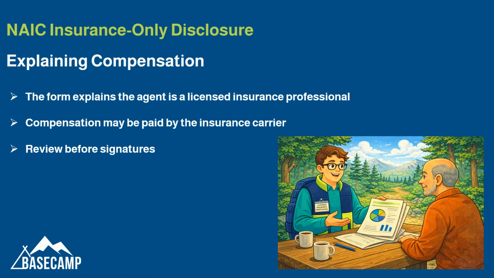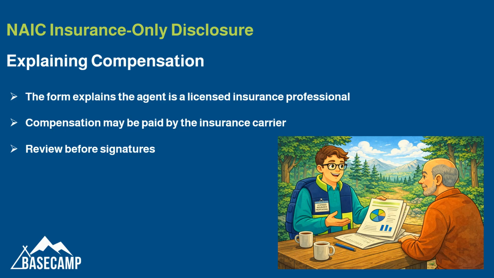As the application process continues, you may also encounter a section called the Insurance-Only Disclosure. This disclosure explains the role of the agent in the transaction. As the slide highlights, the form confirms that the agent is acting as a licensed insurance professional when presenting the annuity. It also explains that compensation related to the annuity may be paid by the insurance carrier. This information is included so clients understand how the transaction is structured and how the insurance professional is compensated for their role. The purpose of this disclosure is simply to provide transparency. It gives clients an opportunity to review how the insurance relationship works before the application is finalized.